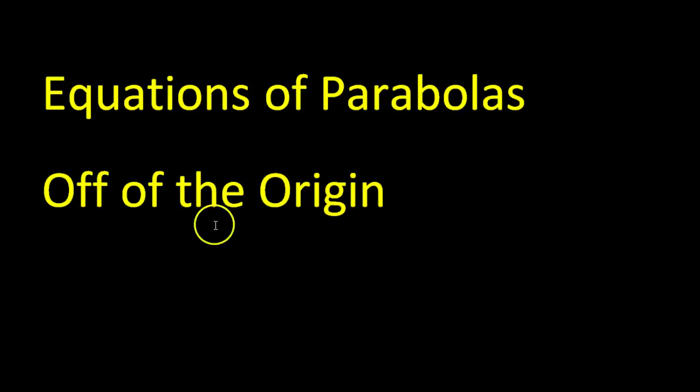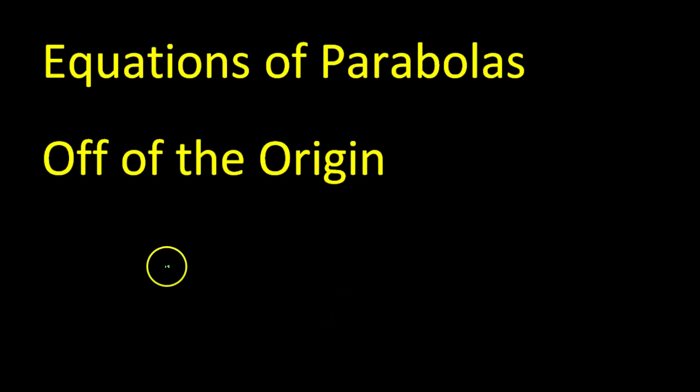Today we will be looking at equations of parabolas whose vertices are not on the origin. Now remember that the first parabola you ever saw had the equation y equals x squared. So that was a good old-fashioned parabola that was upward facing. So when you see x squared, like y equals x squared, you should be thinking, oh, that's a normal parabola.